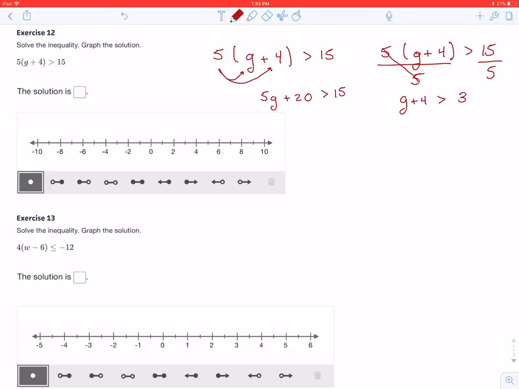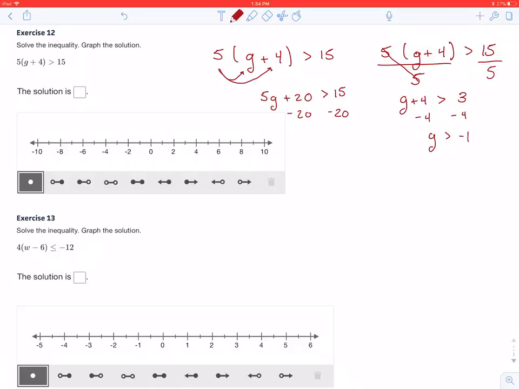case. Now for this one, the only thing that you would have left to do is to subtract 4 from both sides, and you'd get that g is greater than -1, which is the same answer you would get if you solved the traditional way where we did the distributive property first.